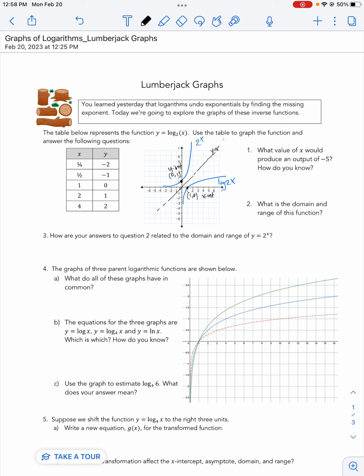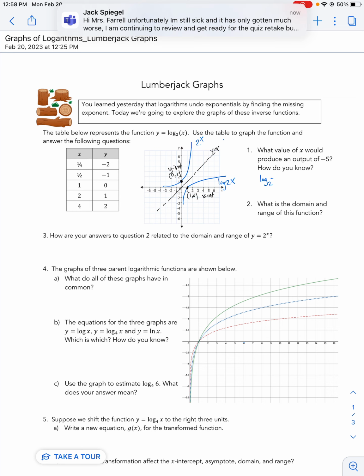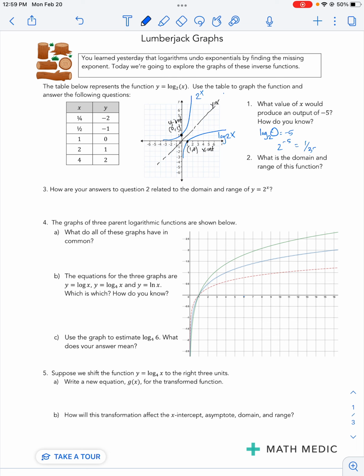So, finding what value of x would produce an output of -5, and how do you know? Well, what this is really asking is, to what exponent do I have to raise 2 to get to some answer? And the answer is, I have to raise 2 to the -5, and I get 1 over 32. And sure enough, 1/32 would be down here, where x equals 1/32 and y is -5.